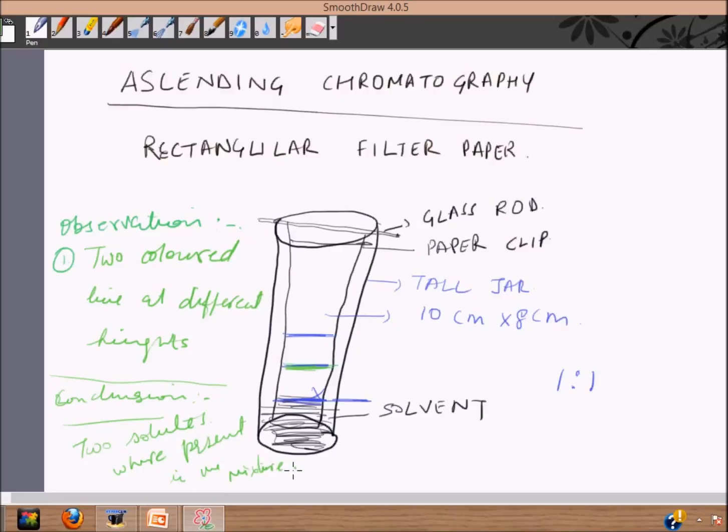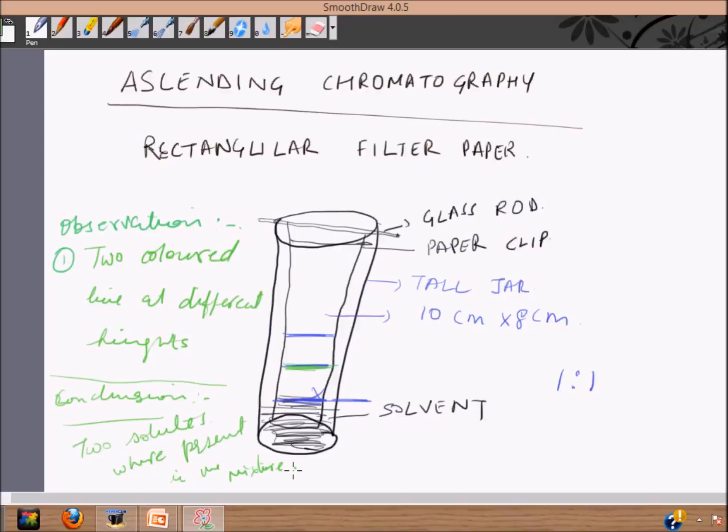So if I conclude, this rectangular filter paper chromatography shows that we can also use rectangular filter paper for separating two solutes by the simple experiment I have shown here, as this method has been standardized to such an extent that it can be used to identify compounds by their final positions on the paper chromatogram. And this technique is widely used for analyzing natural products like amino acids too.